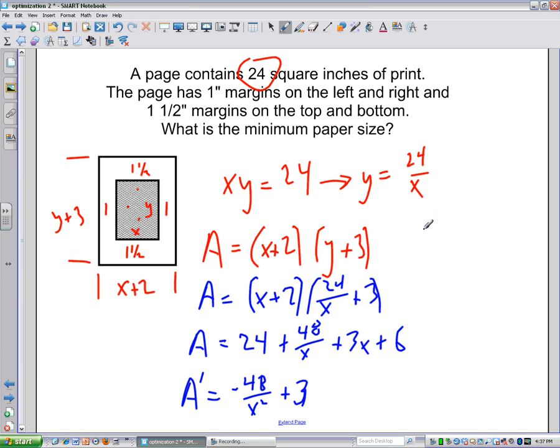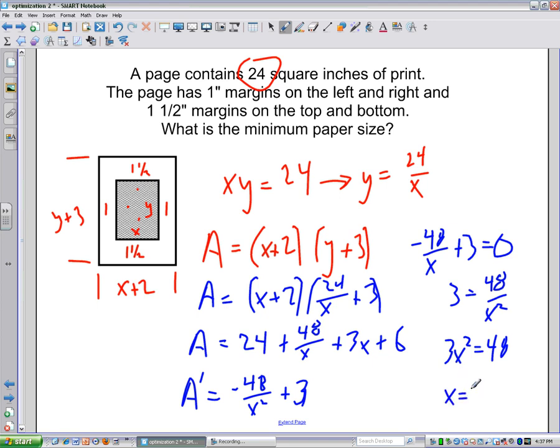And so what we're going to be looking for is, let's see, negative 48 over x squared plus 3 is equal to 0, or when 3 is equal to 48 over x squared, or when 3x squared is equal to 48, or when x squared is equal to 16, so x equals plus or minus 4. Okay, and since we're talking about the width of the paper, it's probably not going to be negative 4, because you can't have negative 4 inches of anything, so we're just going to look at the positive root, x equals positive 4, as my possible root there.